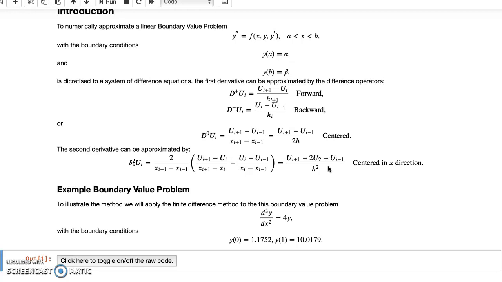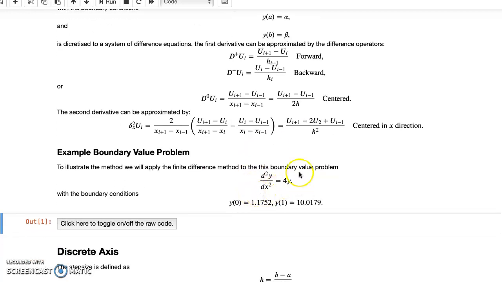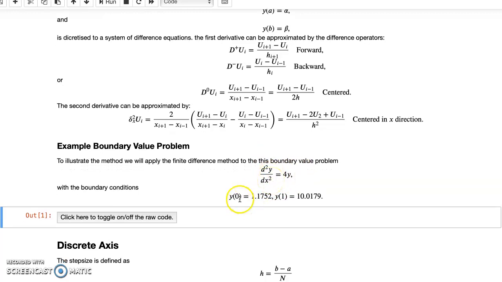So this is a collection of two notebooks. The first notebook will do the simplest type of equation just to illustrate what happens, and the second notebook will extend this ever so slightly. So we're just going to approximate the second derivative, d2y/dx squared, is equal to 4y. It's a very simple one, and we have our left boundary condition and our right boundary condition.